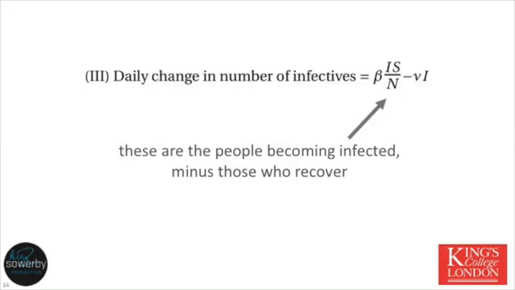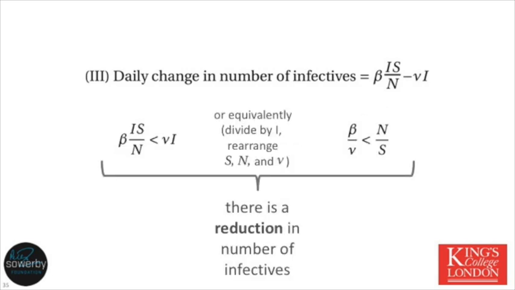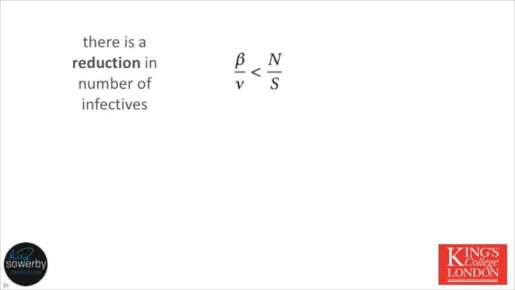Let's look at the equation telling us how the number of infectives changes. If this number is positive, then the number of infective people is increasing and the epidemic is growing. More people are becoming infected than are recovering. The epidemic will be on the wane when this number is negative, when there are more people recovering than are becoming infected. That's to say when beta S over N is less than nu I, which we can simplify by dividing by I and rearranging S, N, and nu to give us beta over nu is less than N over S. This number, beta over nu, is very important in epidemiology.